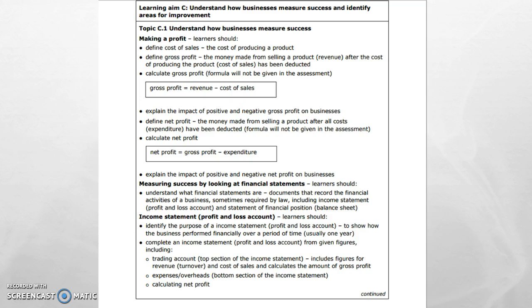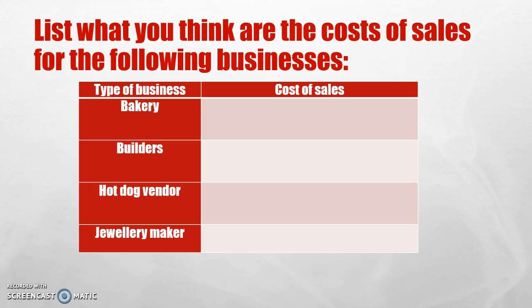So some of the things that you're trying to get out of the video are, what is gross profit, what is net profit. Really need to draw your attention to the fact that you will not be given this formula in the examination, so you need to learn these two formulas. Also looking at measuring financial success and looking at the income statement. It sounds more complicated than it is, and this should hopefully be a reasonably short video.